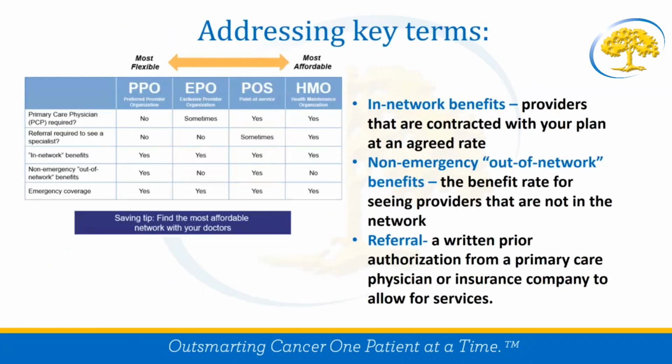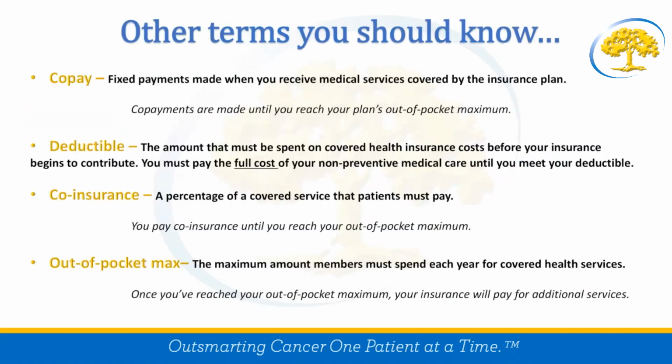Some other terms that you should know. A copay, these are fixed payments that you'll make when you go into a doctor's office, for instance. And they're made until you reach your plan out of pocket. So $30 for maybe a primary care visit, and then $40 for a specialist, which would be somebody like you would see, an oncologist or hematologist at Ironwood Cancer and Research Centers.